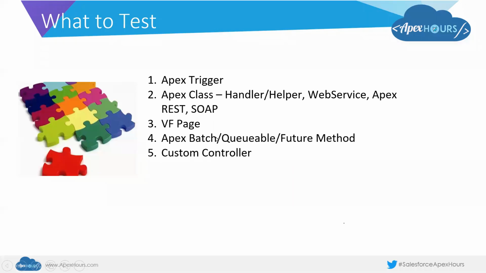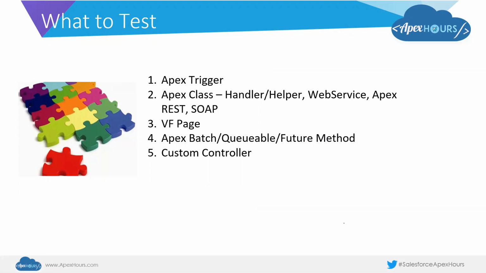Then you might have some Apex batch classes, queueable interfaces, or future methods in your Apex class. All these also require test classes, test code coverage. And then at the end, we have custom controllers. So these are the points where you need to make sure you have written a test class. And Apex trigger is the key thing here. You have to write a test case for your Apex trigger.